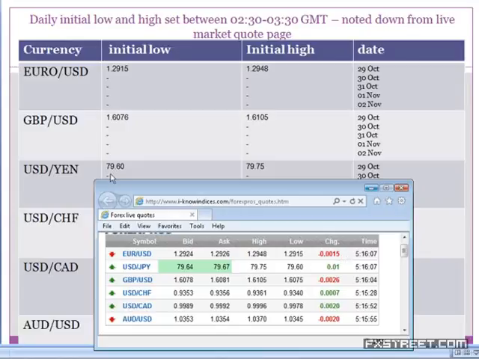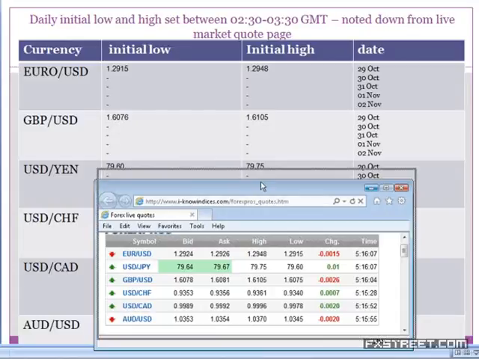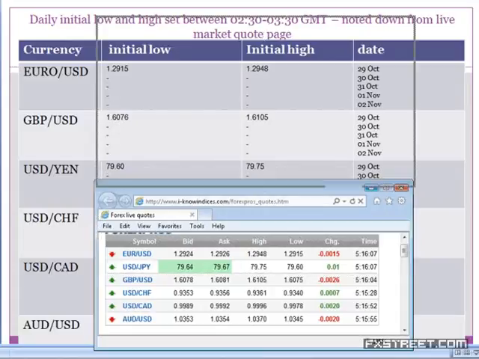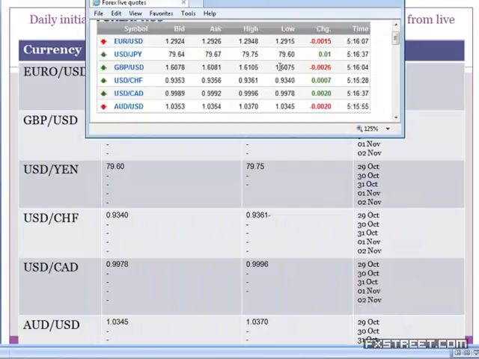Now in the case of yen, 79.60 and 79.75 are the lows and the highs, they are not breached. Only in the case of GBP, they breached the low by 1 pip. Let us see what they intend to do. If they cut the new low in the case of GBP within the next 30 minutes, that means they wanted to go down.